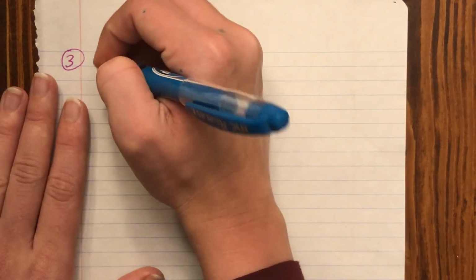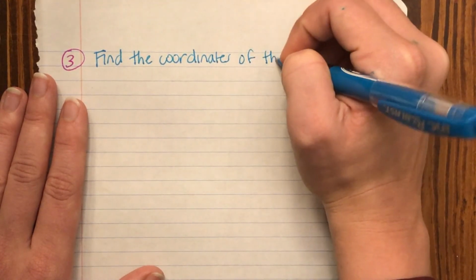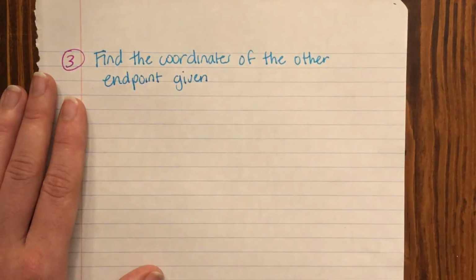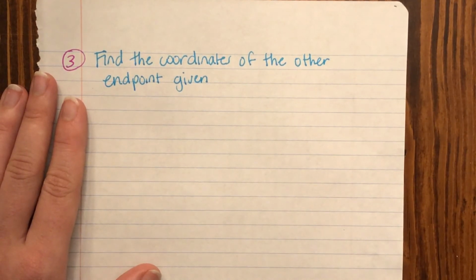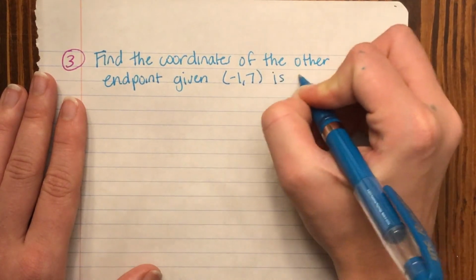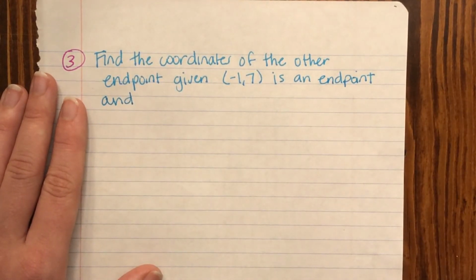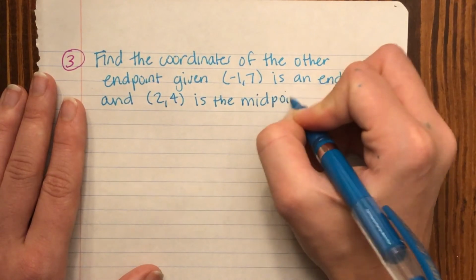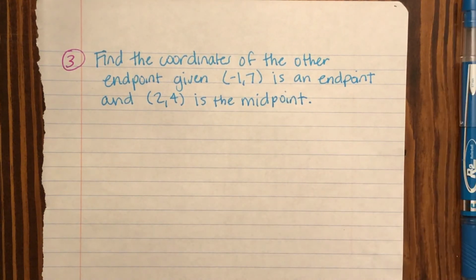See how it's worded. Find the coordinates of the other endpoint given (-1, 7) is an endpoint, and (2, 4) is the midpoint. I don't know if that's how it's worded on your homework, but something like that. I'm giving you an endpoint and the midpoint. I want you to work backwards and find the other endpoint.